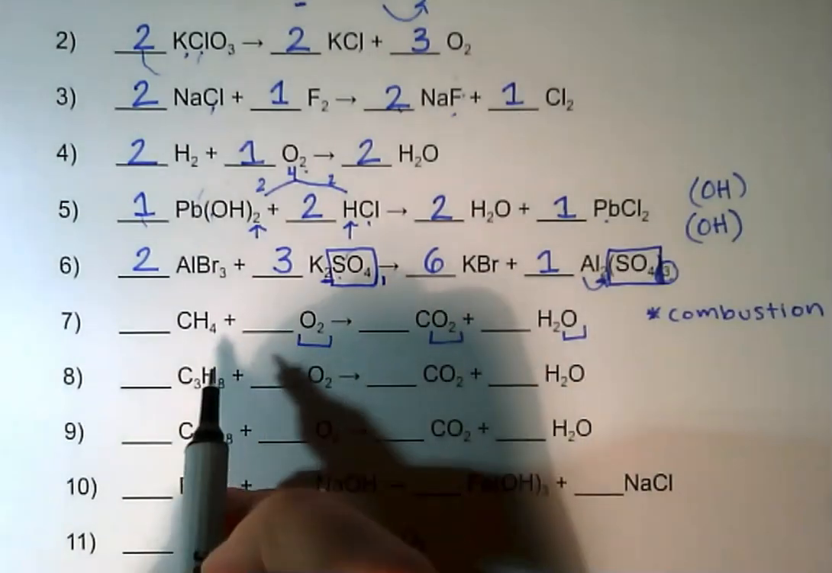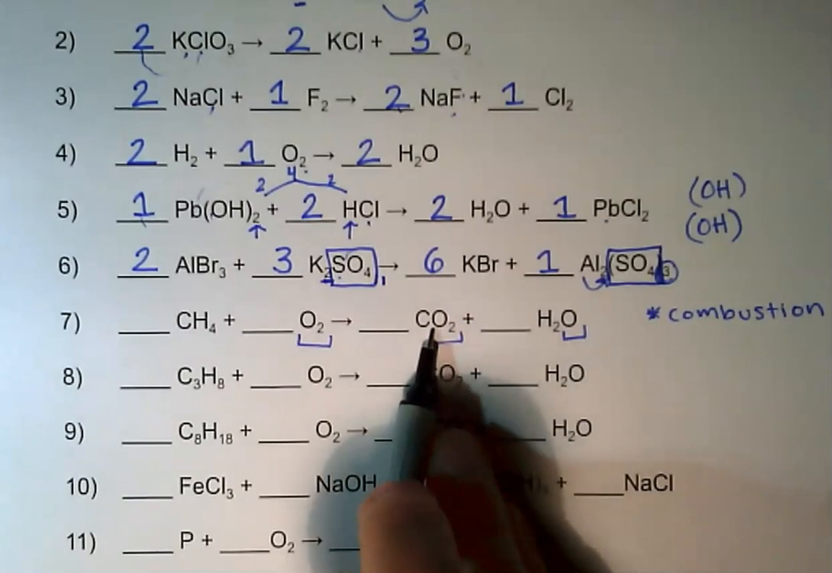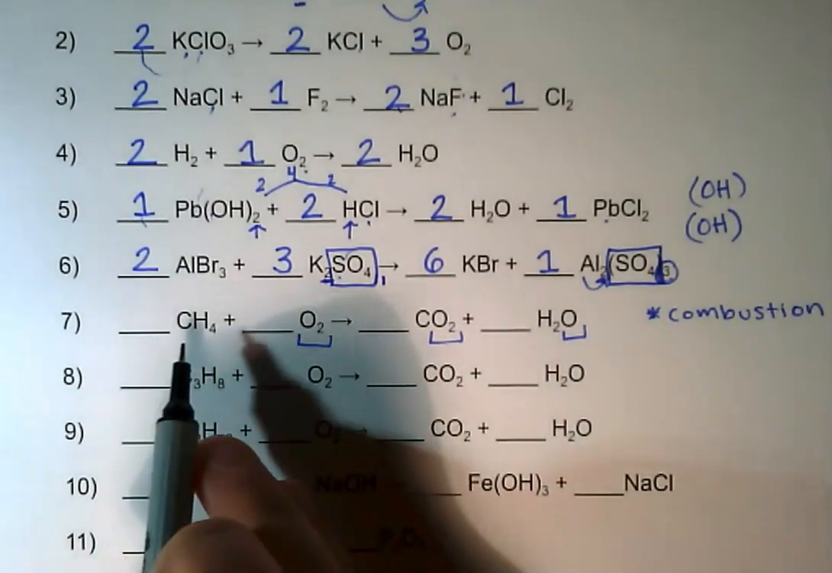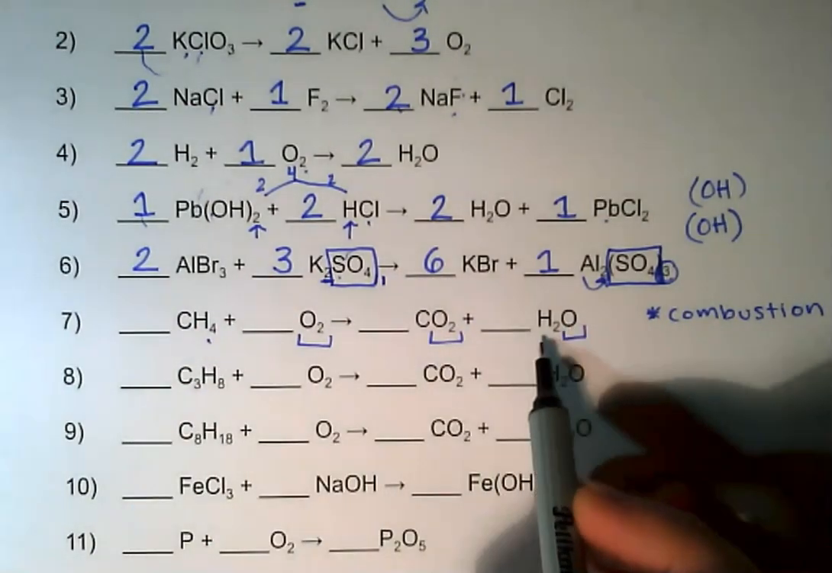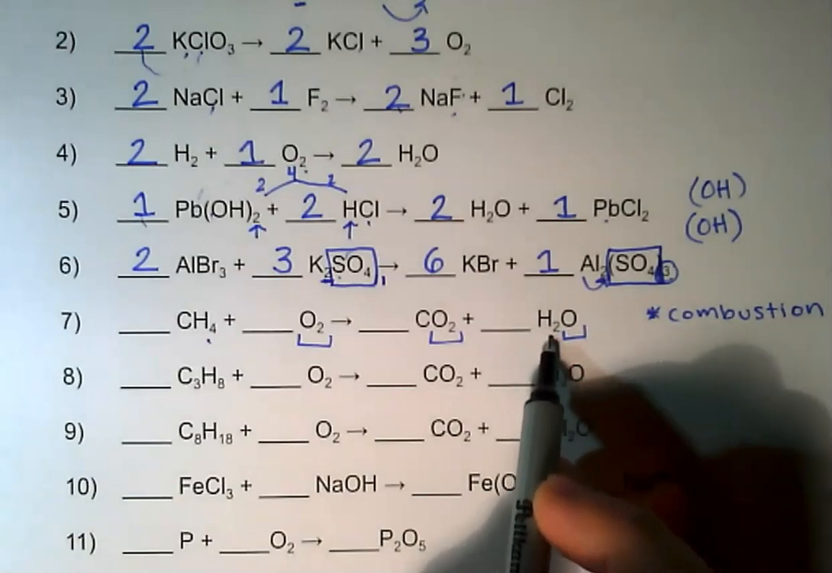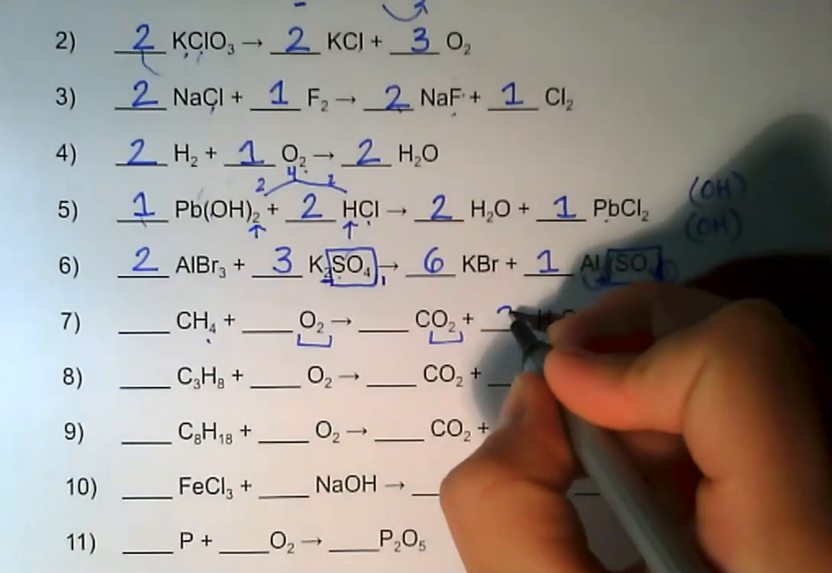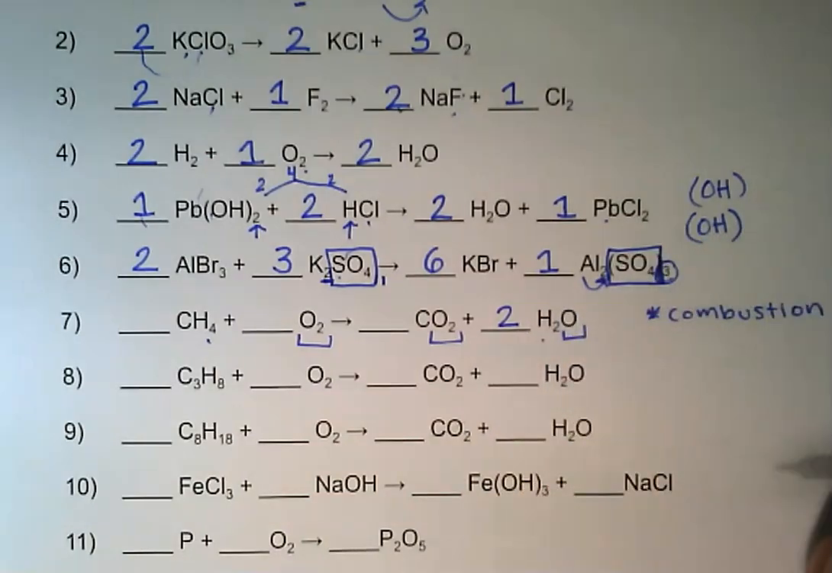So here I look and I see, okay, 1 carbon, so that's already fixed. 4 hydrogens. And how many do I have on my product side? Well, I only have 2 hydrogens. So I need to double this, put a 2 there to make 4 hydrogens.